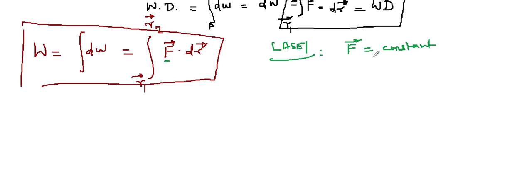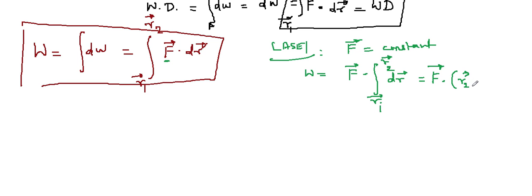If this force is constant, the formula will come out as F vector dot the integration of dr vector from the r1 vector till the r2 vector. The integration of dr vector will be the r vector, and when you put the limits r2 and r1, you will get F vector dot r2 vector minus r1 vector. This will be your final work done formula.